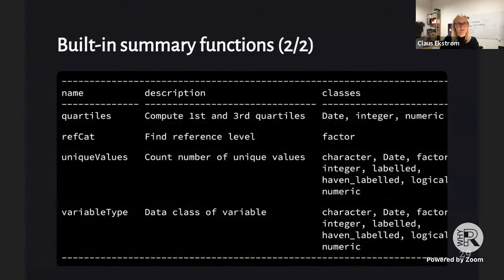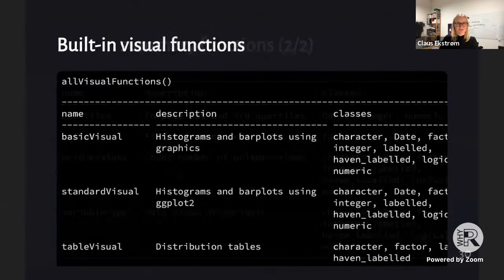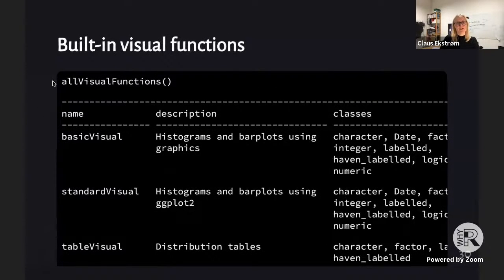Just to show a different example, there's this one called refCat, which finds the reference level, but that's only really suitable for factor variables. So it finds the first value, so you can easily see what is going to be the reference category if you do, for instance, a linear regression model. In the same way, you can also find all the visual functions that are implemented by running allVisualFunctions like this.